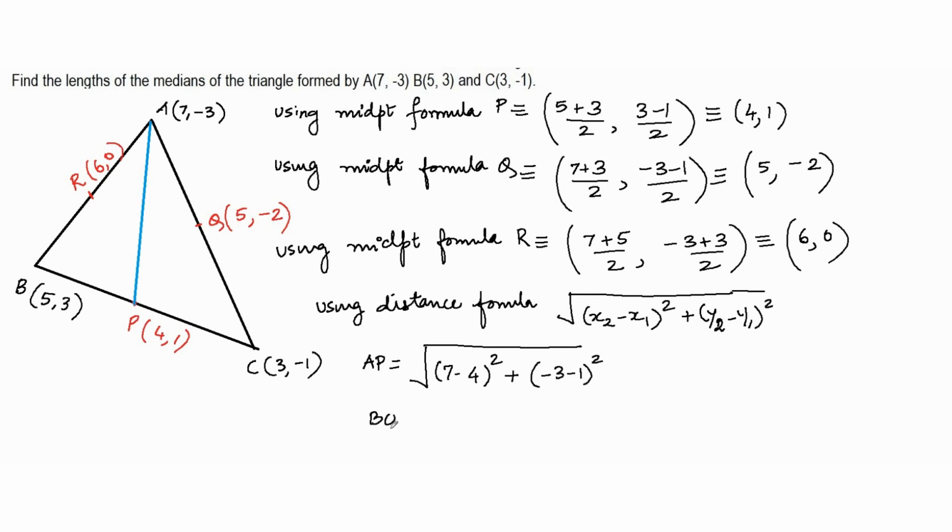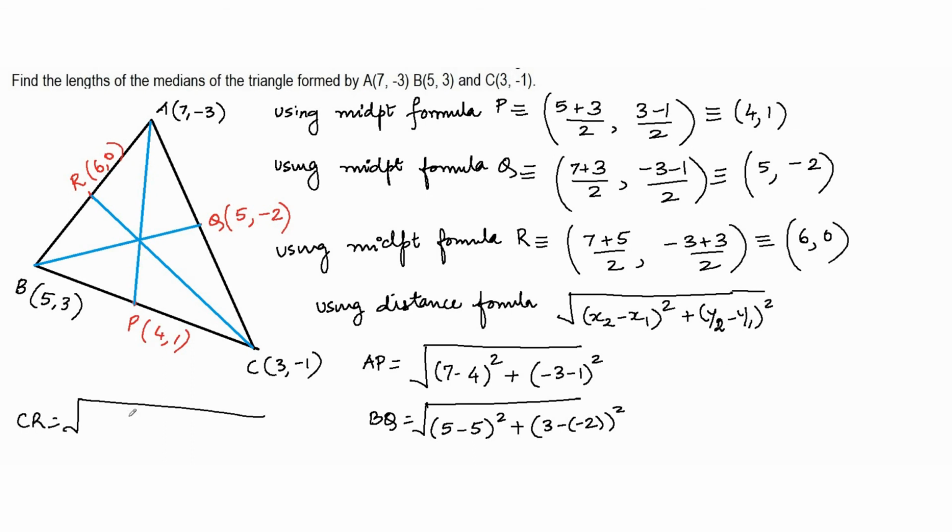The distance BQ, so let us draw BQ. So the distance BQ is going to be the second median, and that is going to be under root of, so I have to take coordinates of B and Q. So it is 5 minus 5 the whole square plus 3 minus of minus 2 the whole square, and the distance CR, so I can also draw the median CR by joining C and R. So the distance CR is therefore going to be under root of 6 minus 3 the whole square plus 0 minus of minus 1 the whole square.